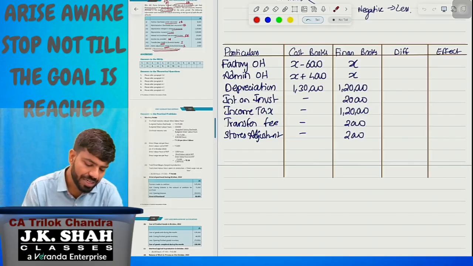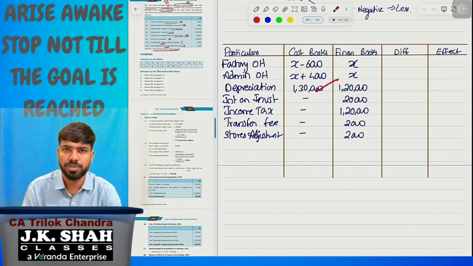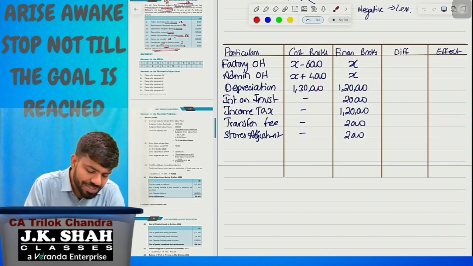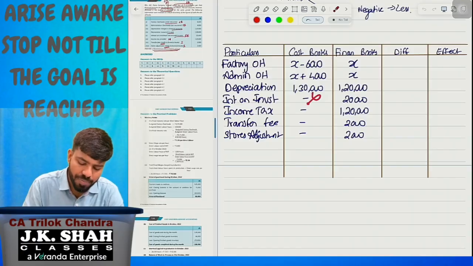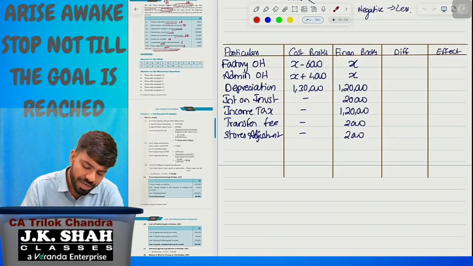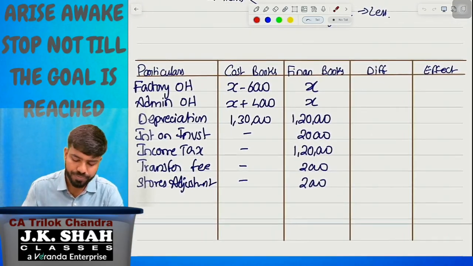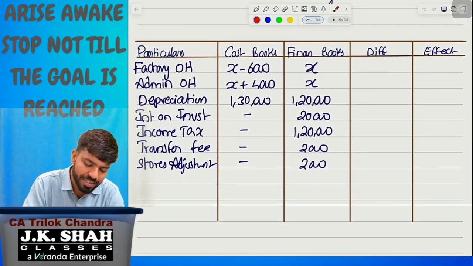Next, depreciation according to financial books 1,20,000, according to cost books 1,30,000. Next, interest on investment is not included in the cost books, but in financial books 20,000. Next, income tax provided in financial books 1,20,000 but not in the cost books. Transfer fee credit in financial books 2,000 but not in the cost books. Stores adjustment credit in financial books 2,000 but not in the cost books. So these are the values given. Okay, now let us take the difference.